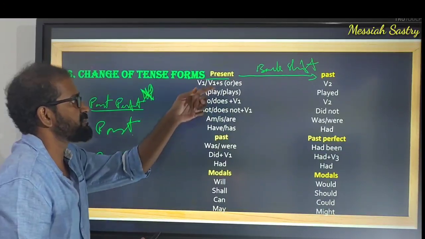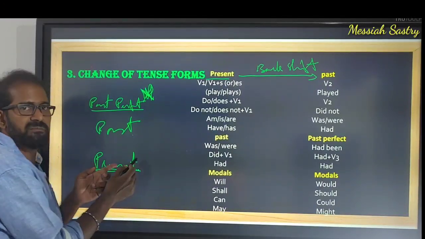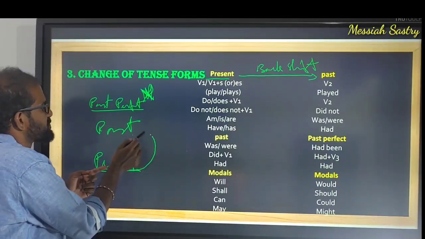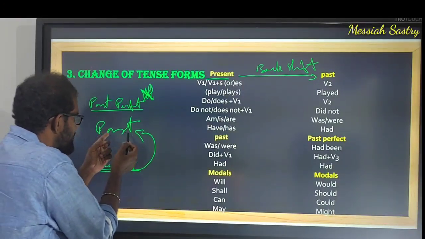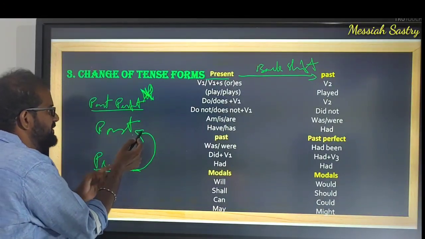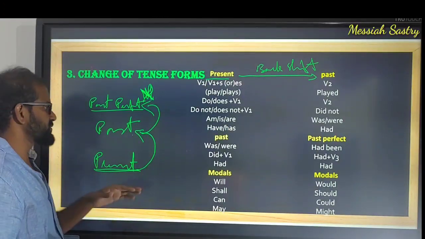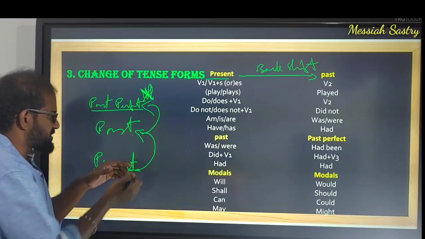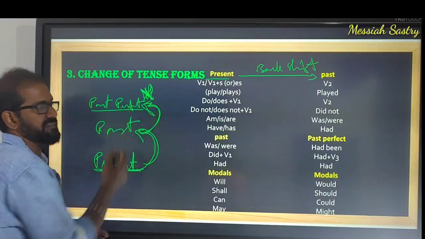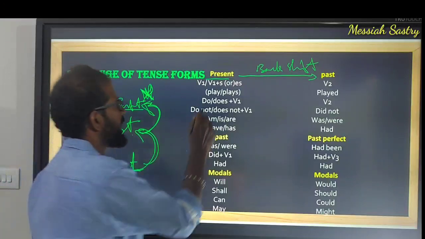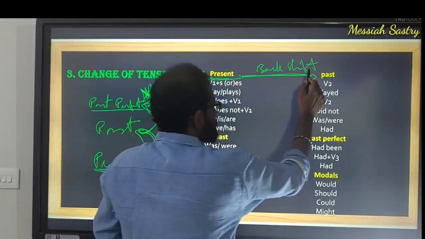So what is this back shift? If the direct speech is in present, we need to shift back to the past. If the direct speech is in past, then we shift back to past perfect. This is called back shift. We are shifting back: present to past, past to past perfect. So always remember, if a direct speech is in present, it has to change to past.